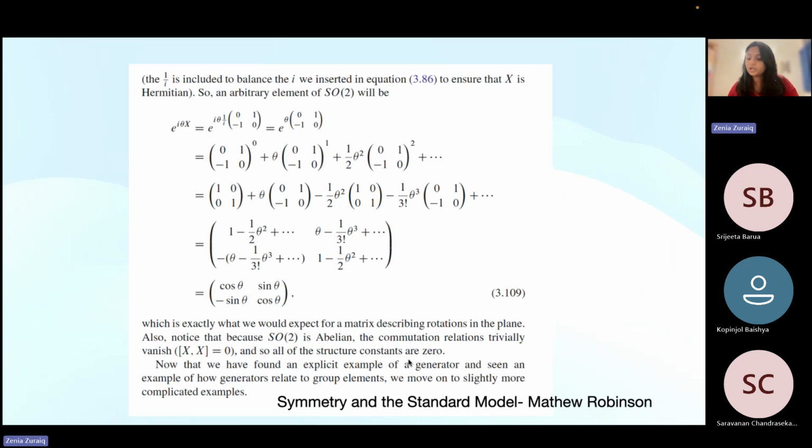This is very important, and this will play a role in describing how different theories are different, why electromagnetism is different from the strong force, for example. So now this is an explicit example of a generator, and seeing how generators relate to group elements, we can move to slightly more complicated examples.